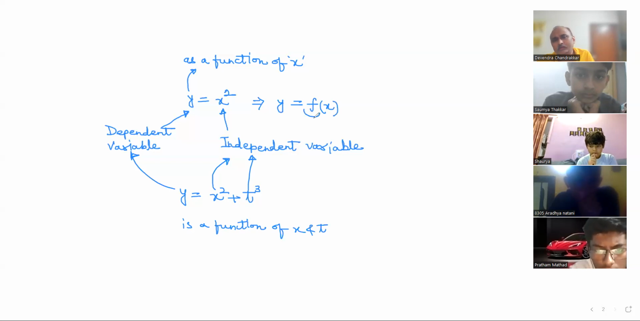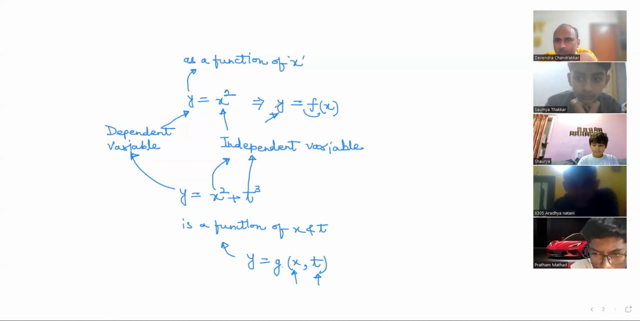Is it necessary that we denote it by f only? No. We can write it like this also: y is a function of x comma t. You can write phi, or you can write g, or you can write r, anything you can write here. The independent variables are written inside the bracket, and the dependent variable is on the left hand side of the expression. Yes, the function is denoted by f, and the independent variables are put in the bracket only. Sure, you understood or not?